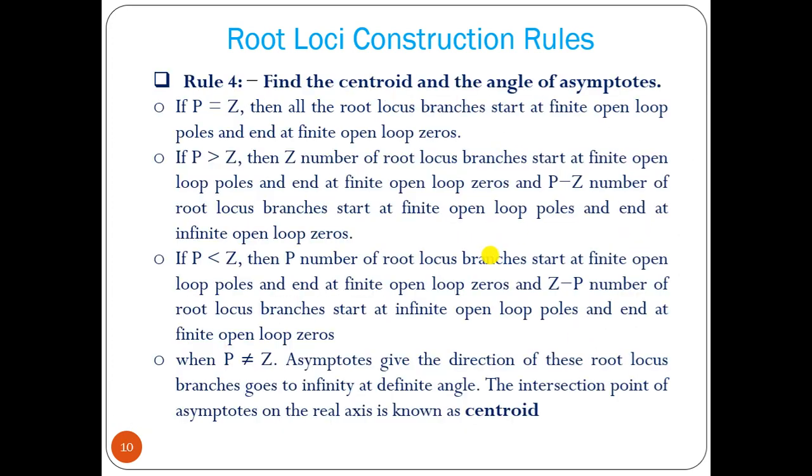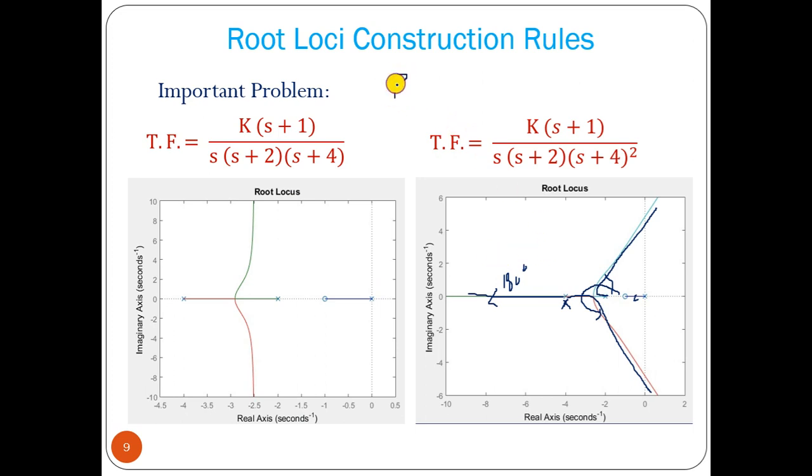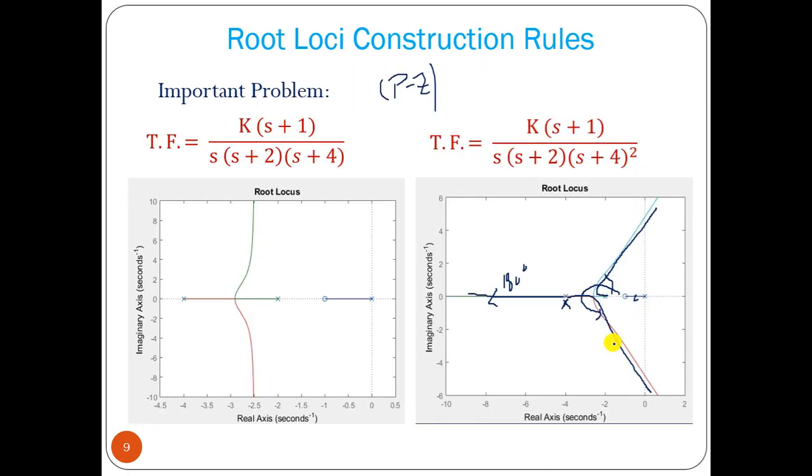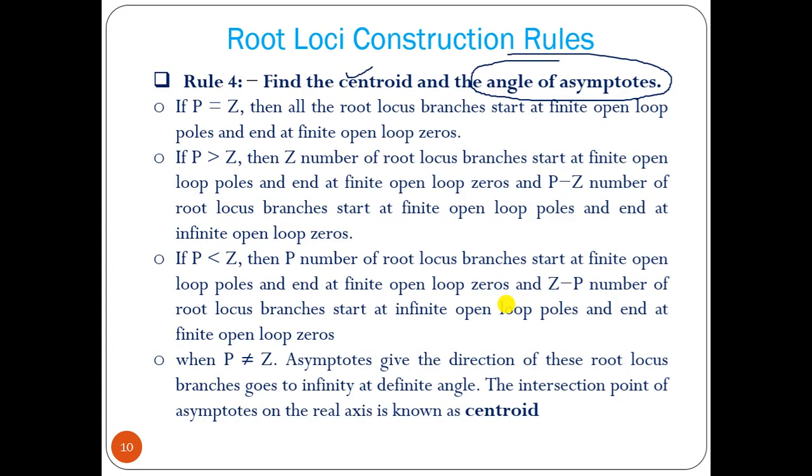What is the main point here? The main point here is p minus z. If p is greater than z, p minus z number of asymptotes should be there. Asymptote means the direction along which your pole should go to infinity zero at a certain angle. So that is why you have to find the angle of asymptote and the centroid. Centroid is the point from where your asymptote starts, and at a particular angle your pole should go to merge with the infinity zero. This is the concept.